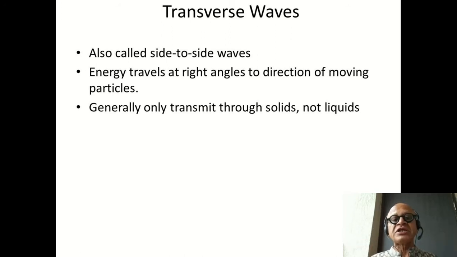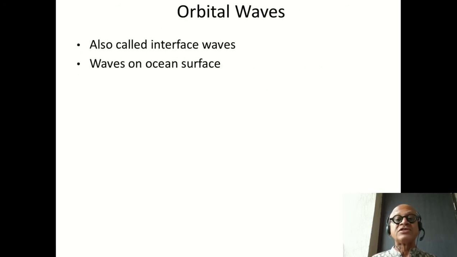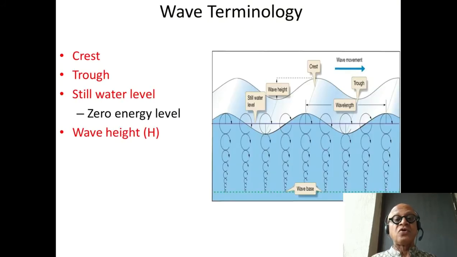These waves are generally only transmitted through solids, not liquids. So a rope is a solid, or a table is a solid. These are also called body waves because they only travel through solids. Orbital waves are called interface waves, because we said they travel between the air and water. So waves on the ocean surface are the orbital waves. The terminology is there for these kinds of waves.